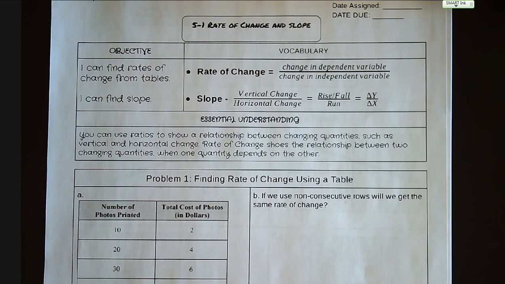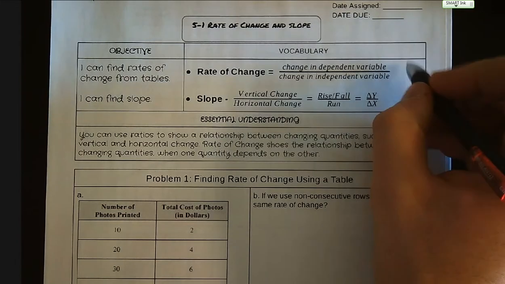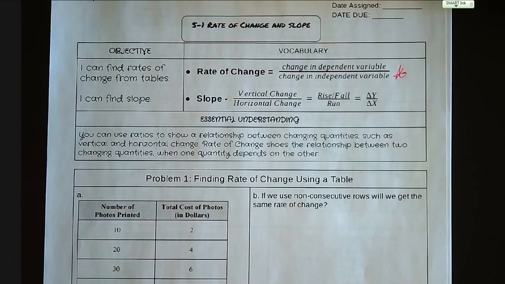You may have talked about unit rates and rates, but the rate of change, our formal definition, is the change in our dependent variable over the change in our independent variable. And there are multiple ways that we can reference this.